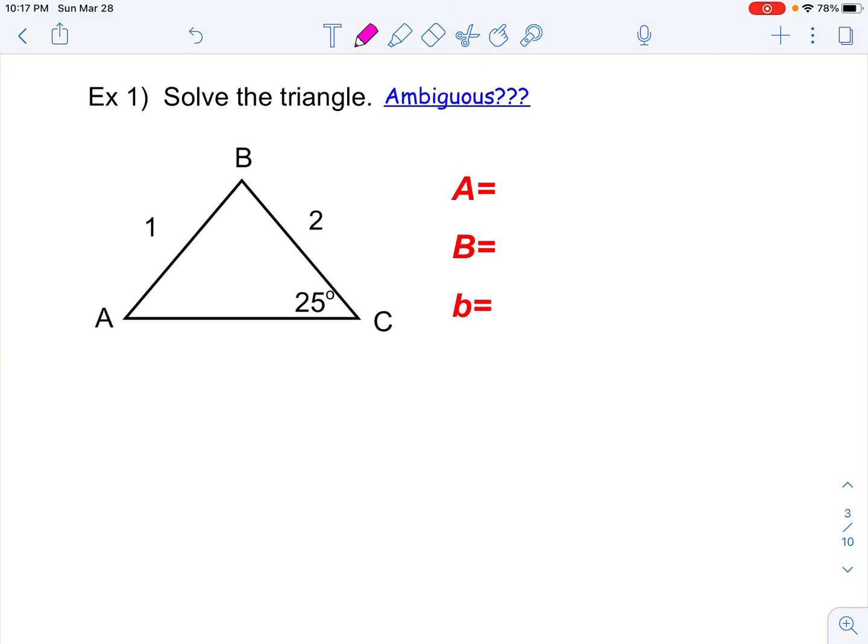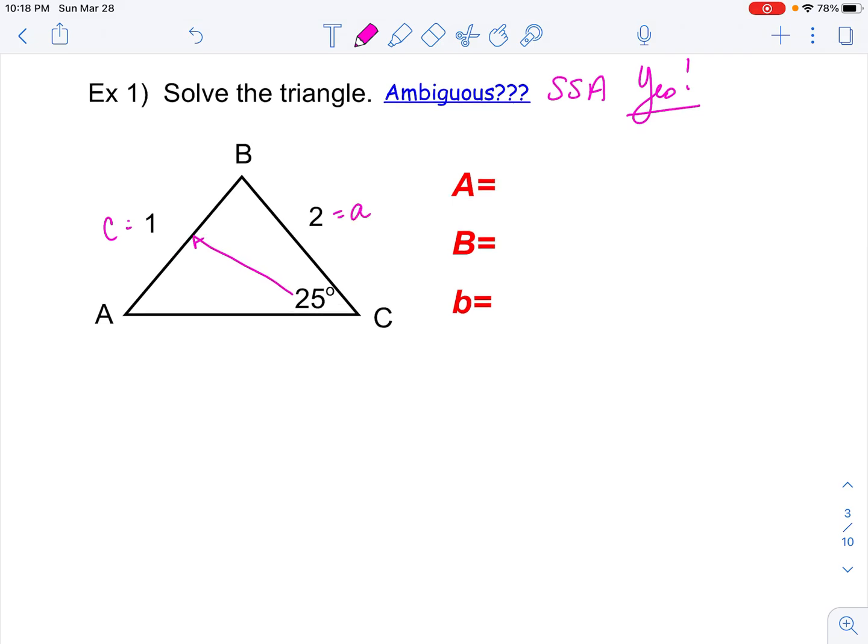So let's take a look at example 1. Let's solve the triangle, and can it be ambiguous? So again, we've got side, side, and angle. So absolutely, this could be the ambiguous case because we have side, side, angle. So we do have to check for a second triangle. All right, so the nice thing is we're going to start this just like we did the examples yesterday. So this is side C, angle C. Angle A we don't know, but we do know that this is side A. And then we've got angle B straight across from there is going to be side B.